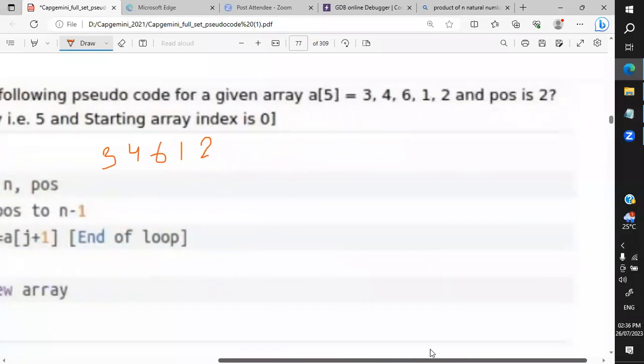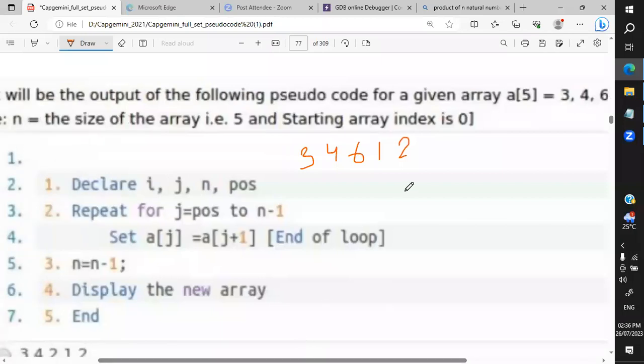And I think POS value is also given. POS is given as 2. Sorry, I didn't tell you that. POS is 2. POS value is 2 and the array elements are 3, 4, 6, 1, 2.